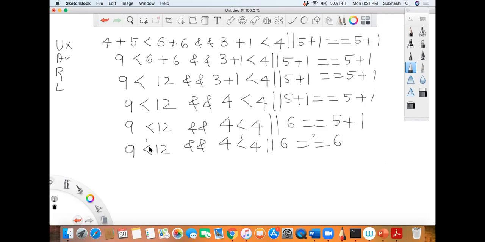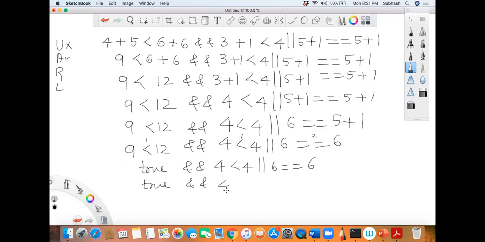Why not this 9 less than 12? Why not 4 less than 4? Because of left to right associativity, sir. Exactly, correct. So 9 less than 12 is how much? True. 9 less than 12, true. And with 4 less than 4 or with 6 equal to 6. Okay, next one. 4 less than 4, sir. So true.